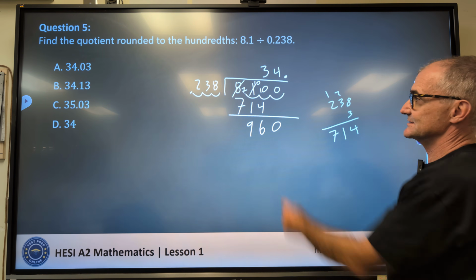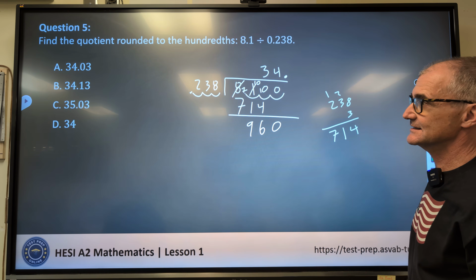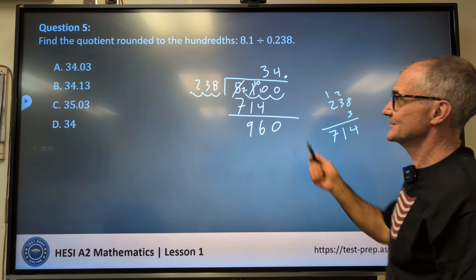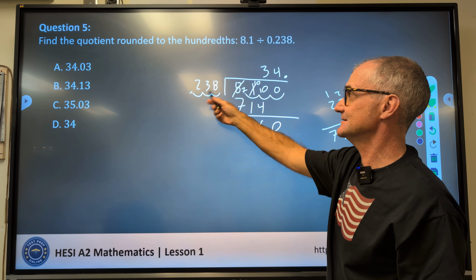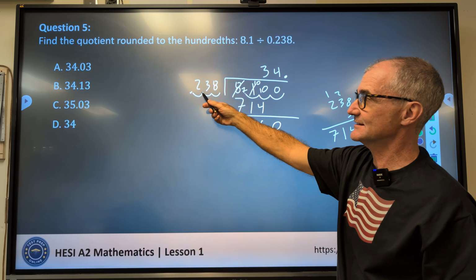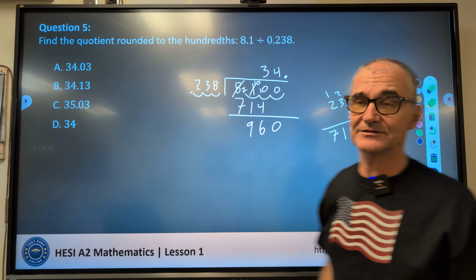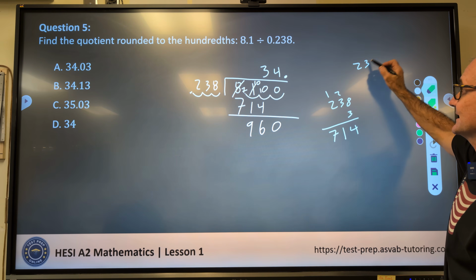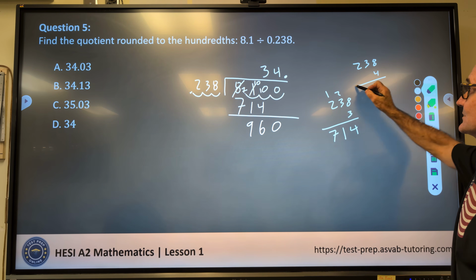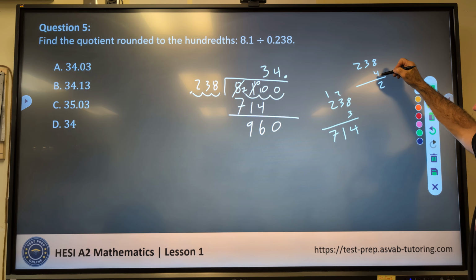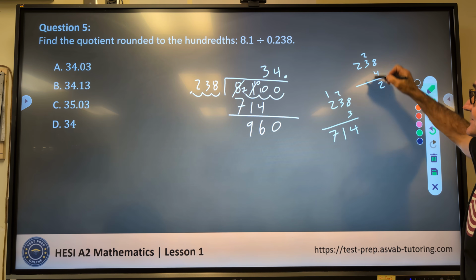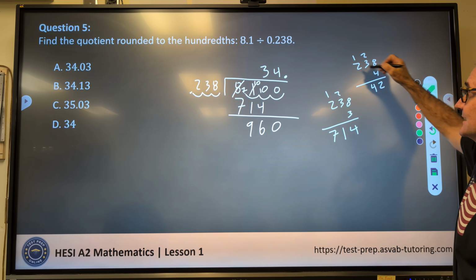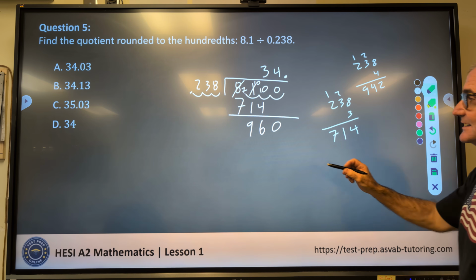238 times 4 is less than 960. I could also guess that because 5 is going to give me 1,000, right? 5 times 2 is going to be 1,000. And almost all of those are 34. So I'm trying that 4. So 238 times 4 gives me 32. Carry the 2, 12, 13, 14. Carry the 1. 8 plus 1, 9. Gives me 942.